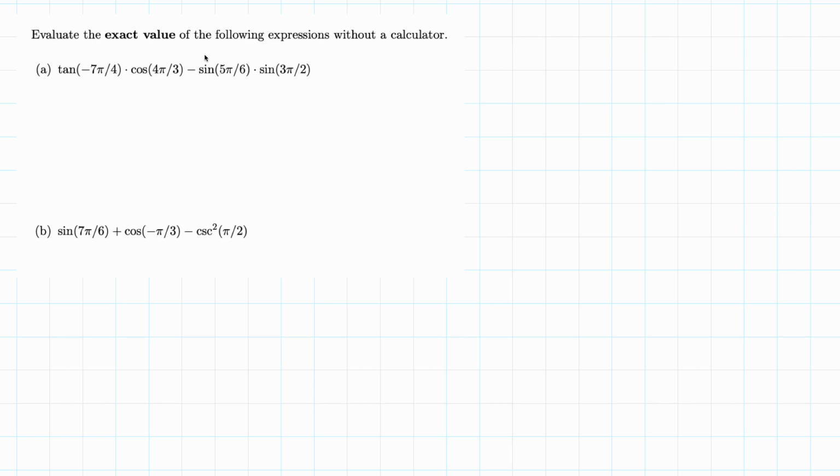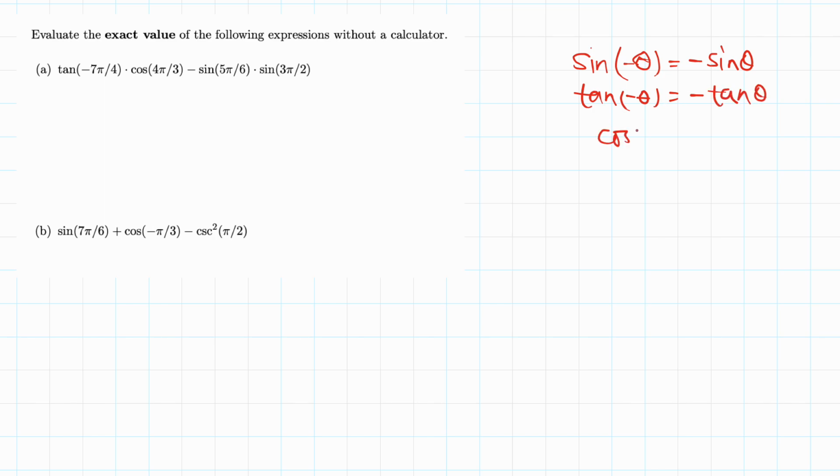Evaluate the exact value of the following expressions without a calculator. So we got some angle, 7 pi over 4, which is a negative angle. Let's take care of this negative first. We know that sine and tangent are odd functions. That means sine of a negative angle, or tangent of a negative anything, we just pull the negative to the front: negative of sine or negative of tangent.